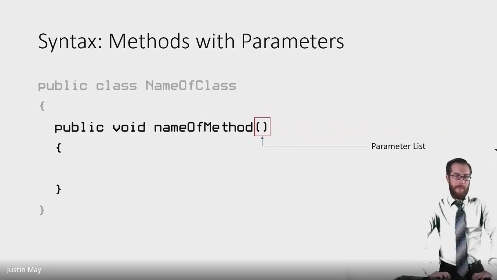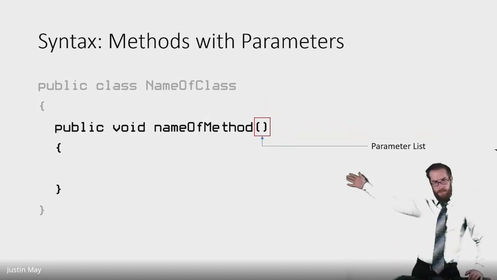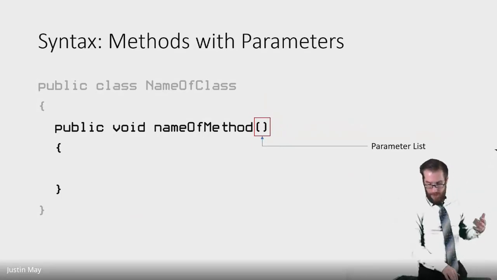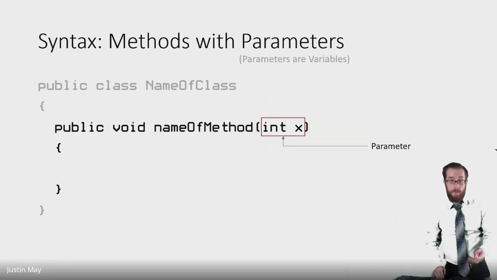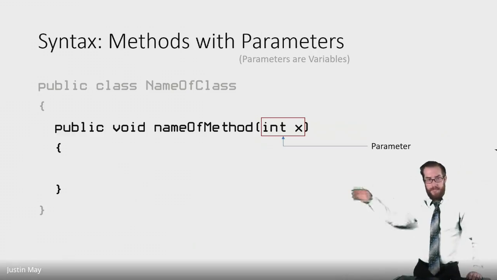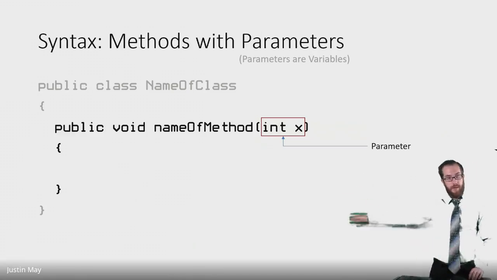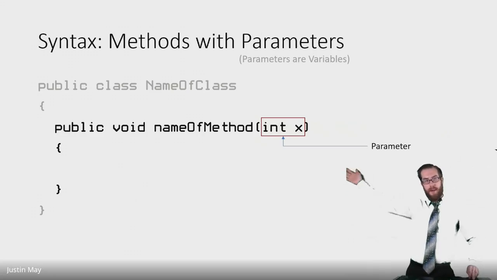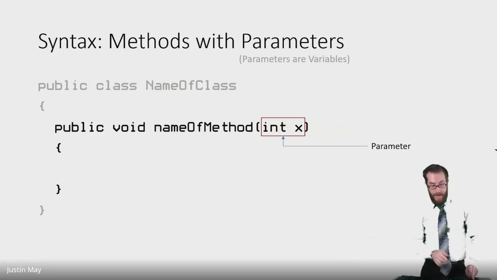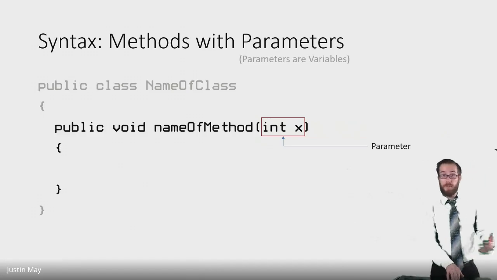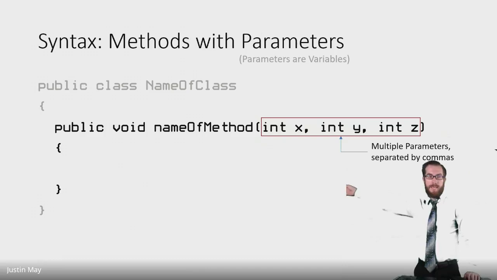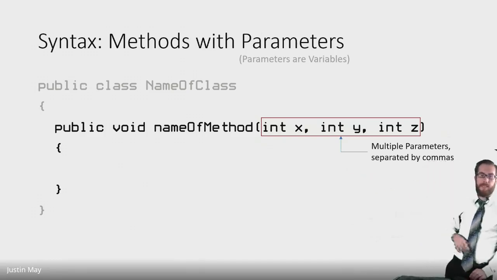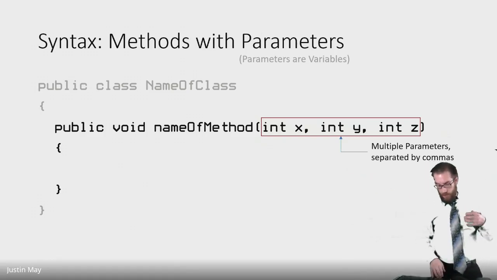Looking back at this method header again, the parameter list, these parentheses, you can put things inside the parameter list. So a parameter is a variable. So what you put inside the parentheses are variable declarations. So here, int x, I'm defining a parameter of type int called x. You can actually define multiple parameters. You separate them by commas, and you just keep defining variables. So int x, int y, int z. I've declared 3 parameter variables. All of them are ints.